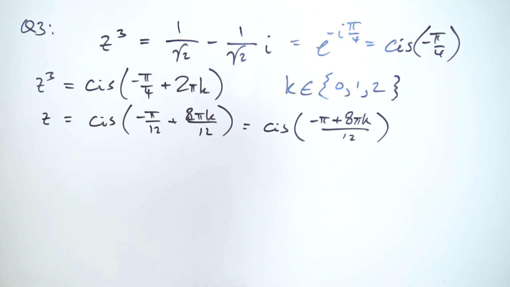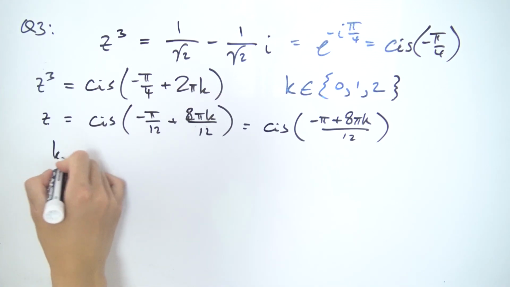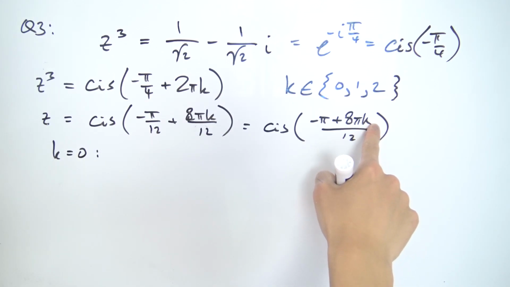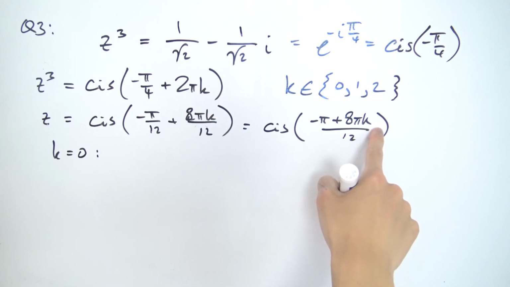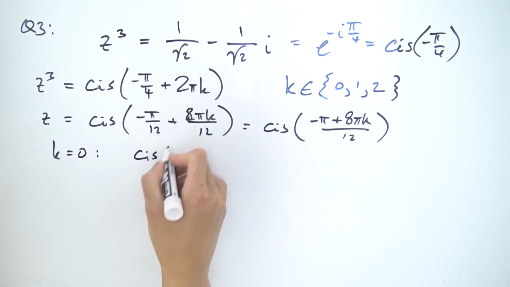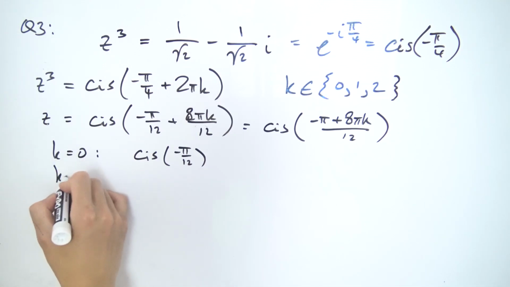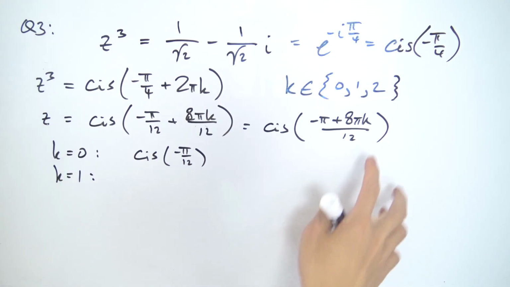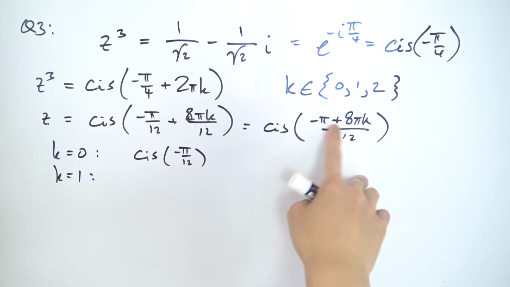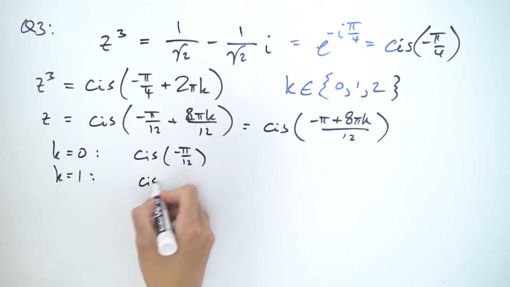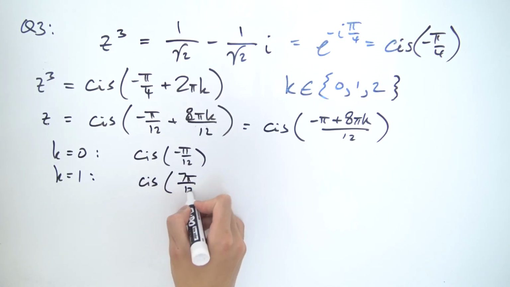And now it's just a matter of subbing in each of these k values, because we basically already have a general solution for z. So at k equals 0, this 8 pi k will disappear, leaving us with cis of minus pi over 12 as one solution. If you let k be equal to 1, then we're going to have minus pi plus 8 pi, which is 7 pi. So cis of 7 pi over 12.